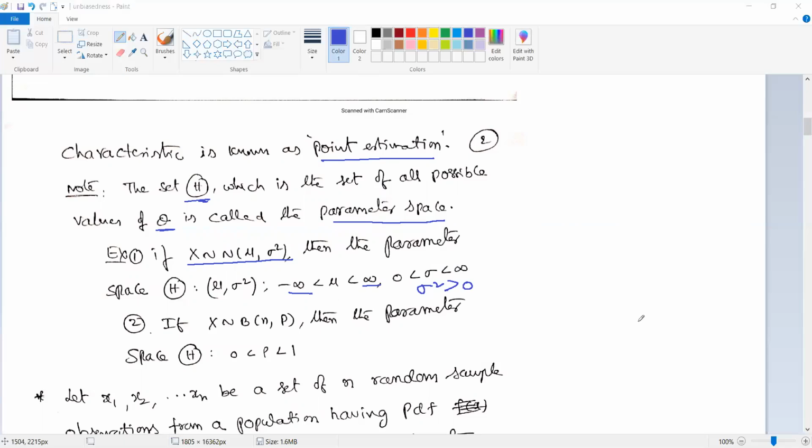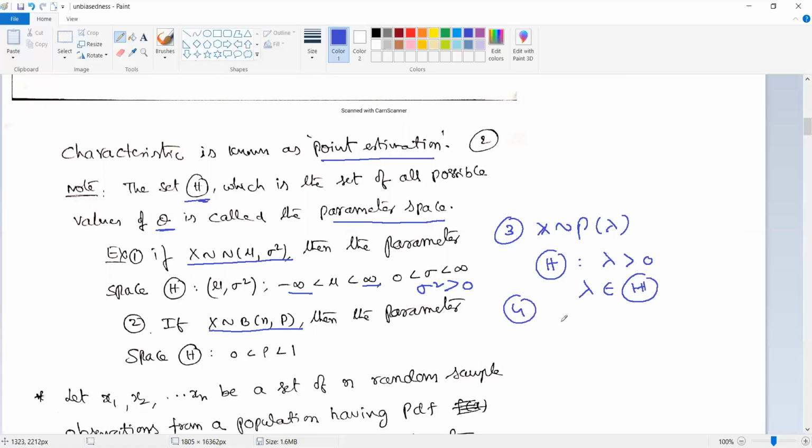Lies between 0 and infinity. Now another example: X follows Binomial(n, p), a binomial population. The parametric space H of p lies strictly between 0 and 1, both excluding values. One more example: X follows Poisson(lambda), with parametric space H of lambda. Lambda is always greater than 0. So now lambda belongs to the parametric space.